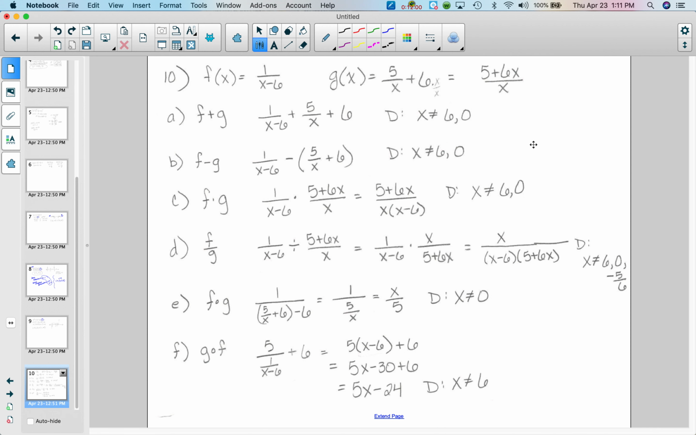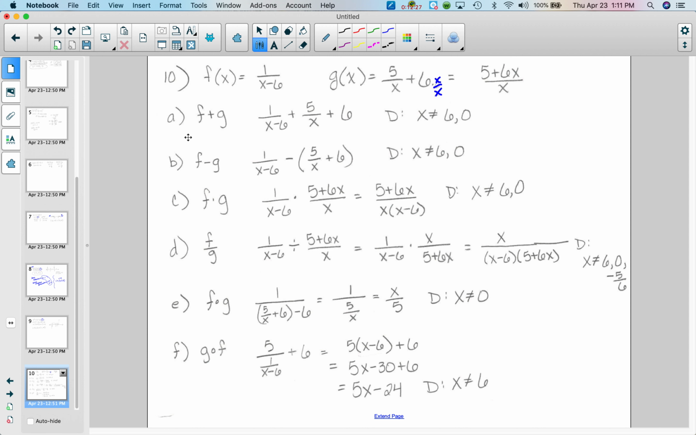Okay, so there was a lot to deal with on number 10. It actually took quite a while. So f of x is 1 over x minus 6. G of x is 5 over x plus 6. And the first thing I did for that one is I simplified this by adding these together. I multiplied to get a common denominator, so I get 5 plus 6x over x. I didn't use it all the way through, but I'll show you where.